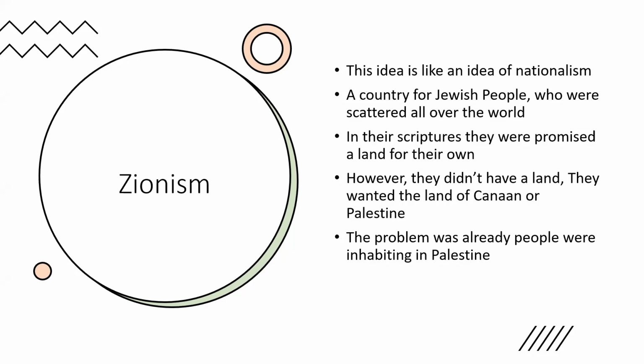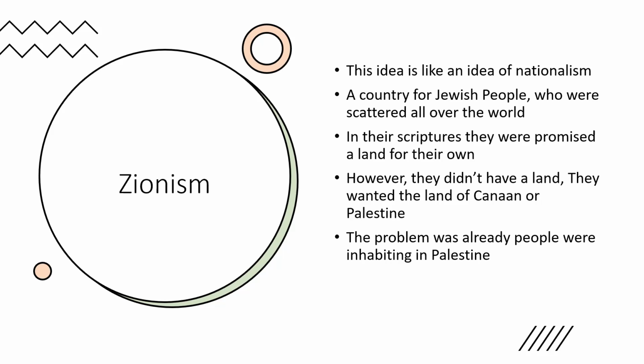Now, they were very scattered all across the world. In their scriptures, actually, they were promised a land of their own, so they were still looking for that. They didn't have a land by that time, and they wanted the land of Canaan or Palestine. They actually had an eye for Palestine.